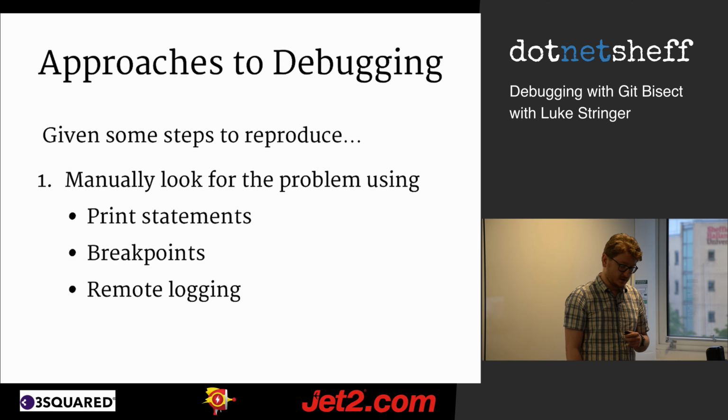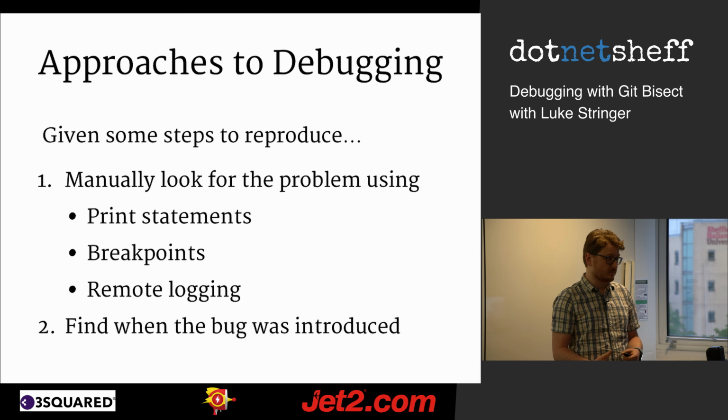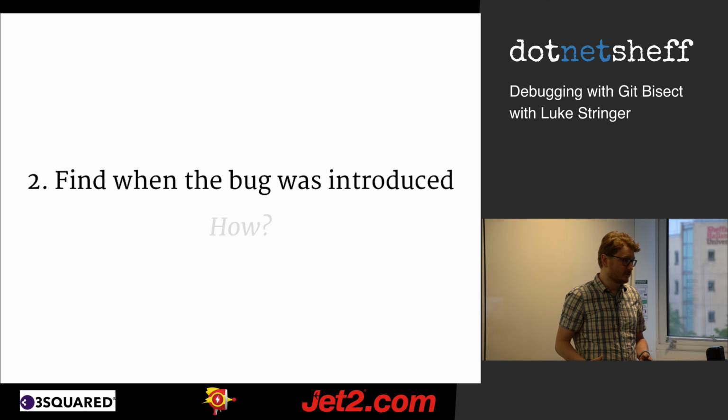So another approach is to try and find when the bug was introduced. So if you can assume that once upon a time you didn't have the bug, but now you do have the bug, if you can find the point where you introduced the bug, then maybe you can figure out what you did to introduce that. And so the natural question here on this second one is, how do we do that? And that's going to be the content of this talk.